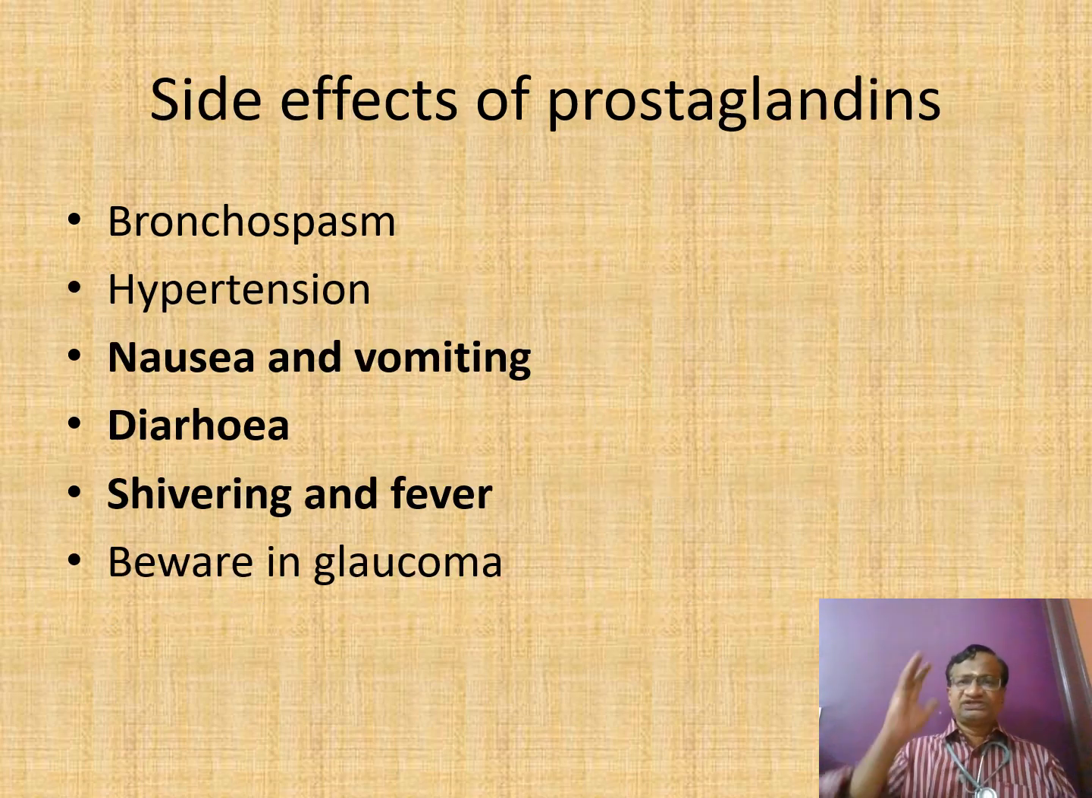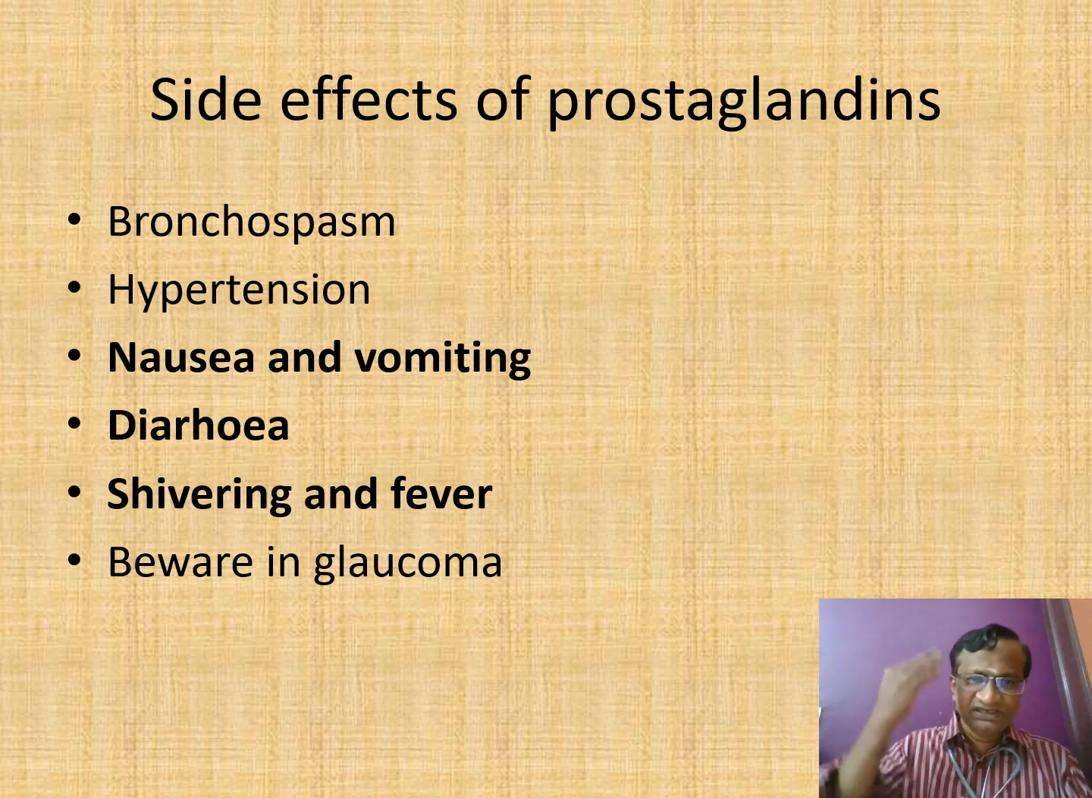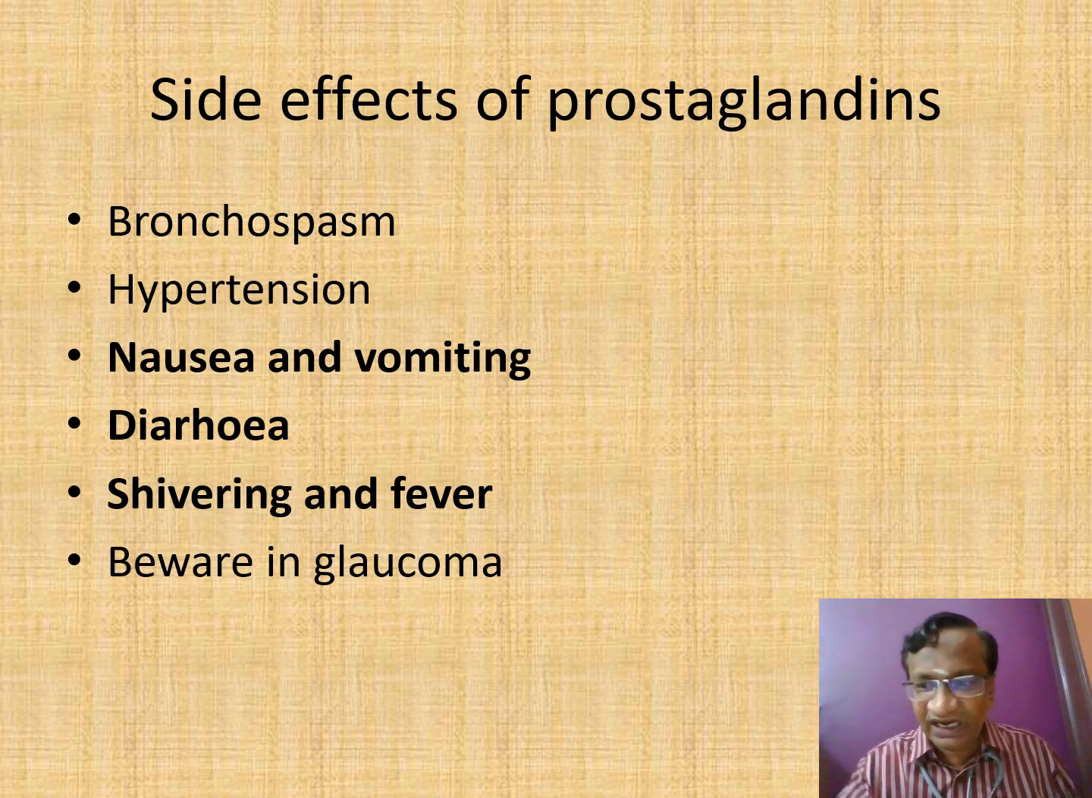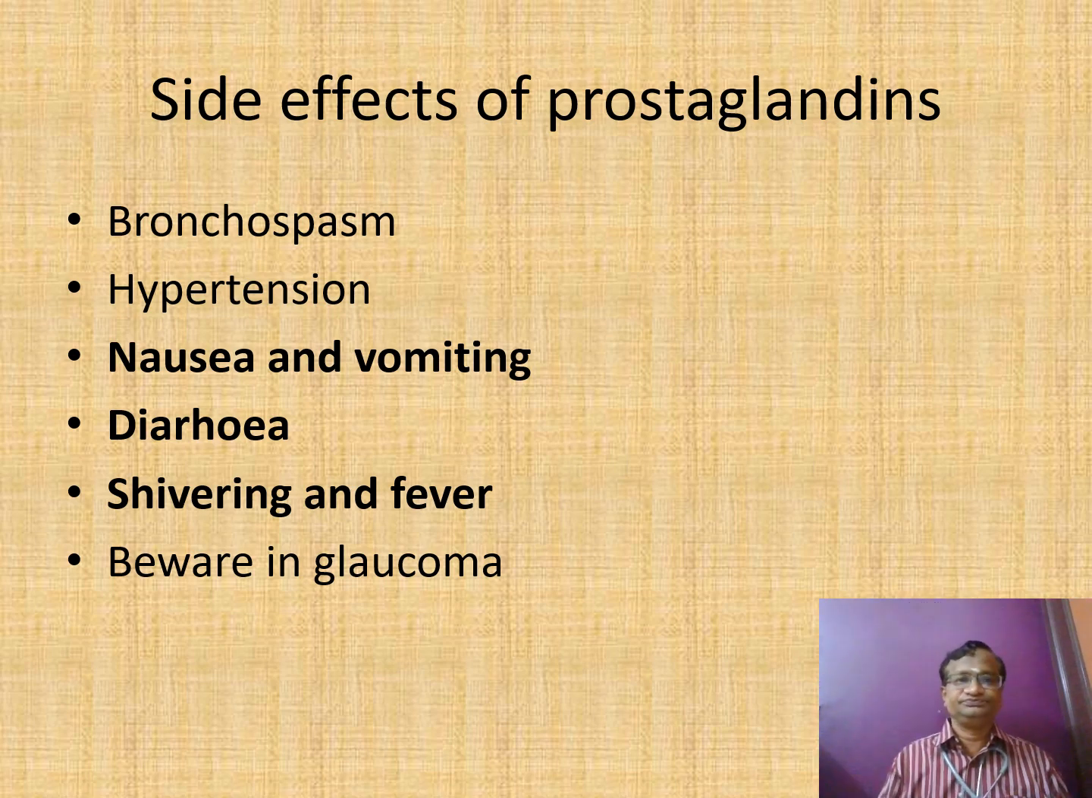We all know the side effects of prostaglandins: hypertension, nausea, vomiting, diarrhea, shivering, fever, glaucoma, bronchospasm, BP rise. Definitely, in a patient with wheezing, if you give prostaglandin IM, the wheezing will increase and you will have saturation slightly down, especially if you give GA. With GA and prostaglandin, there will definitely be an airway pressure increase. You may not find this with routine spinal, but with GA, within 10 minutes after prostaglandin, you will see a rise in airway pressure.